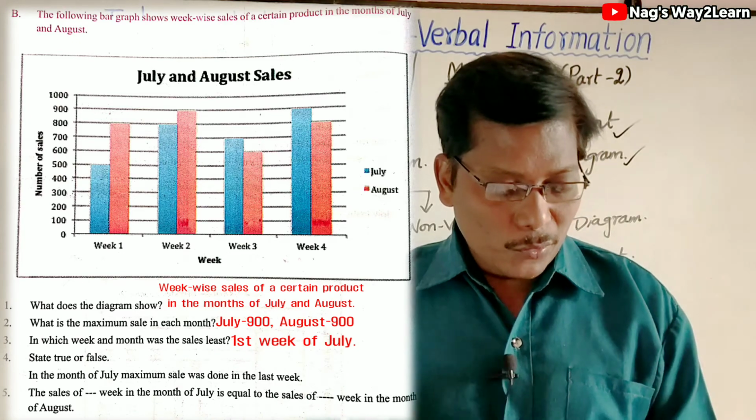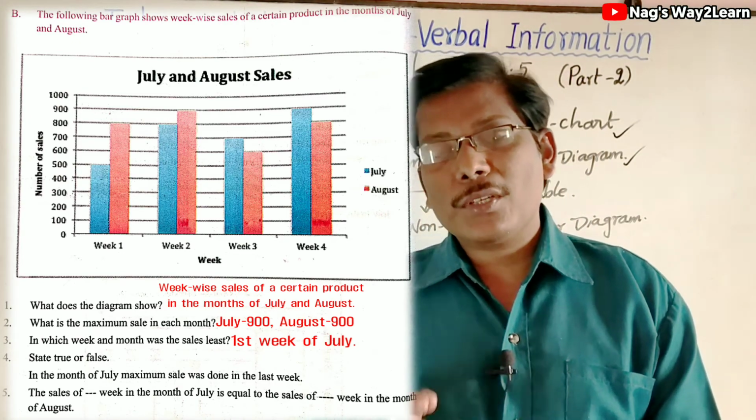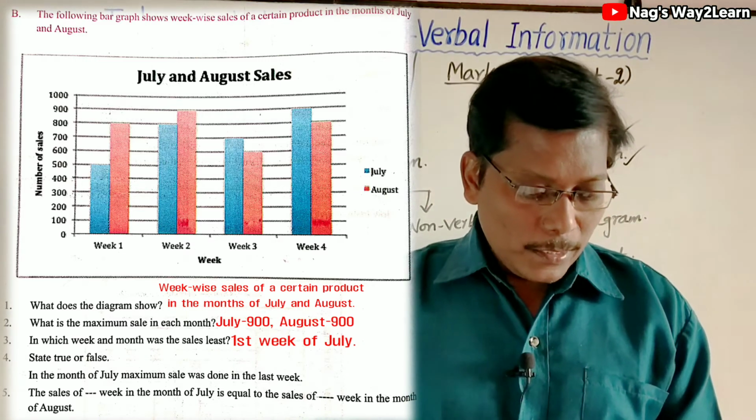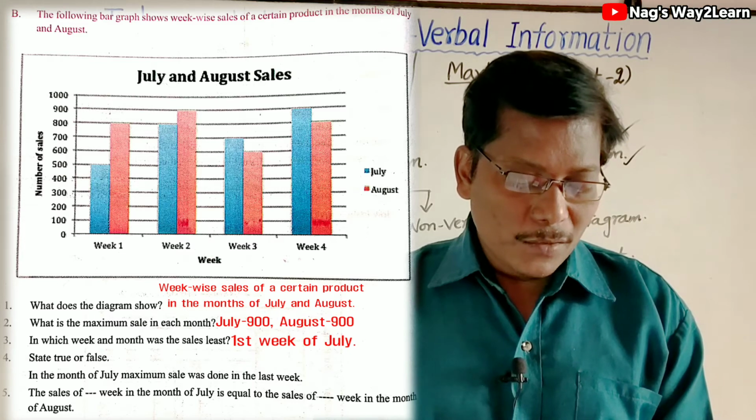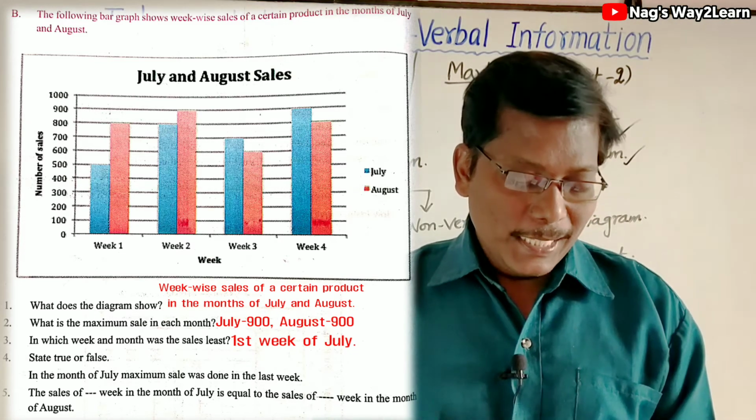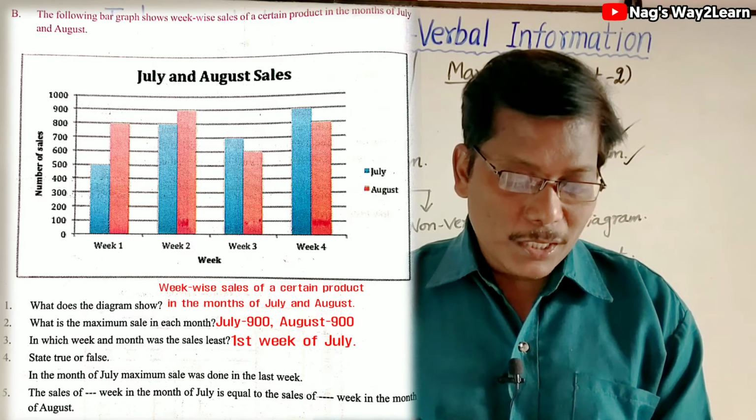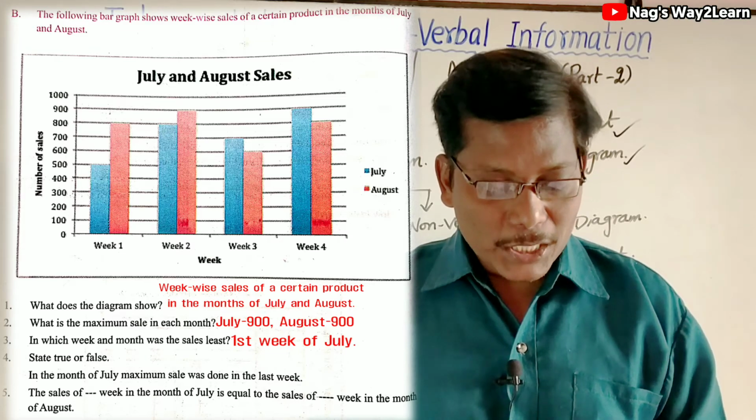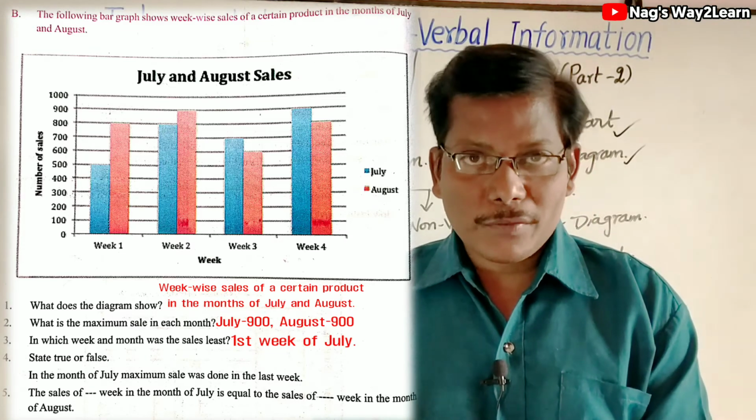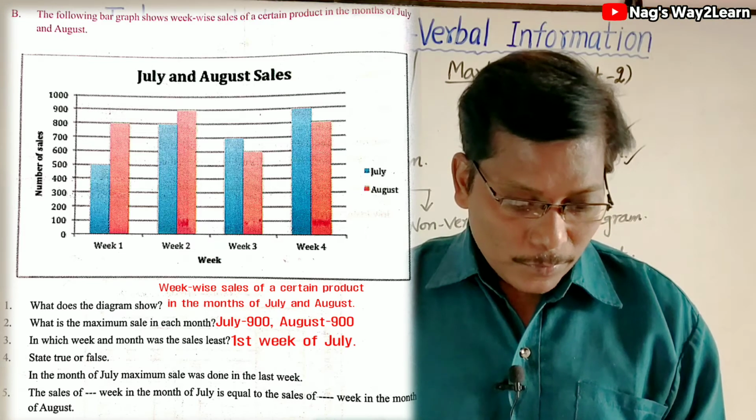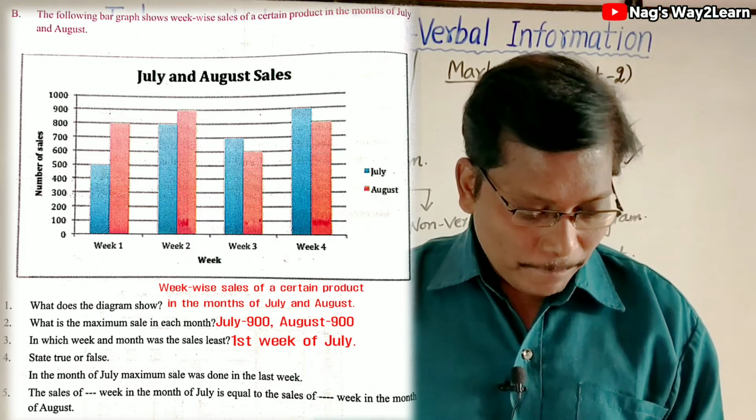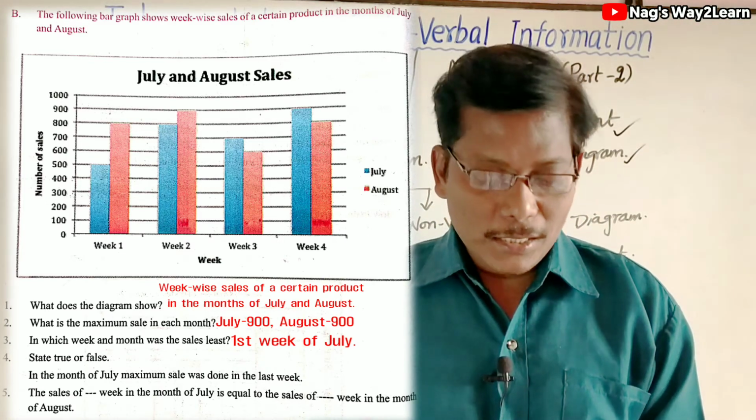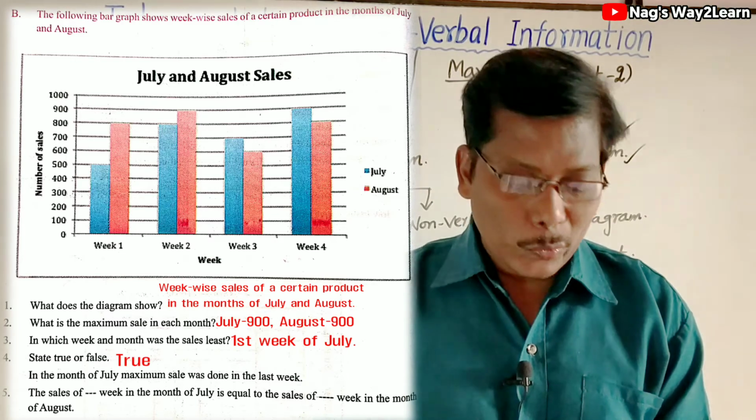And fourth question, state true or false. We need to state whether the given statement is true or false. In the month of July, maximum sale was done in the last week. July means blue color. So where does the blue color have its maximum value? This is in the fourth week, obviously. The question says in the month of July, maximum sale was done in the last week. So obviously this is true. So the answer is true.